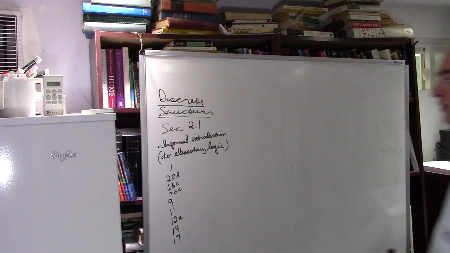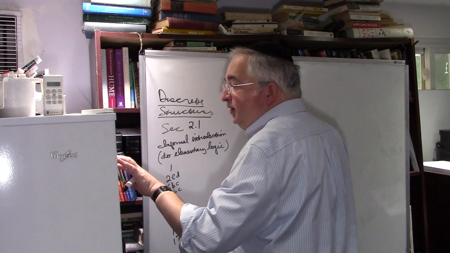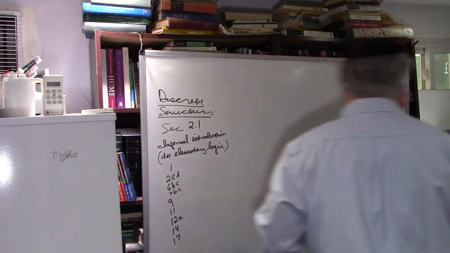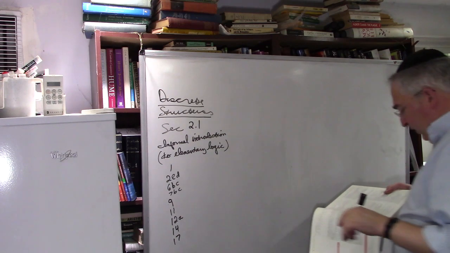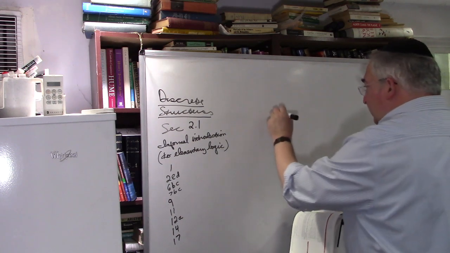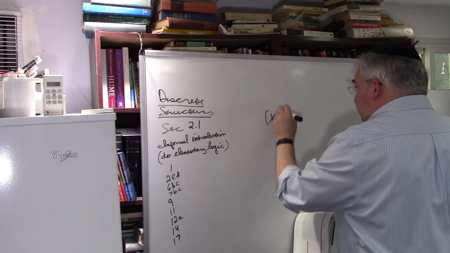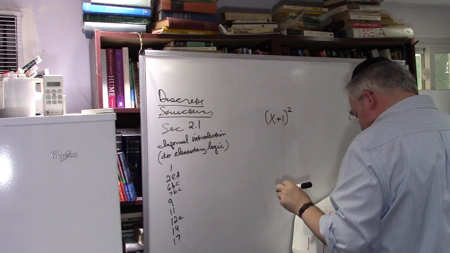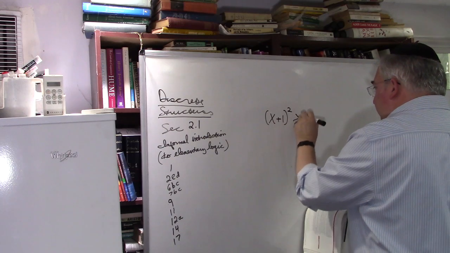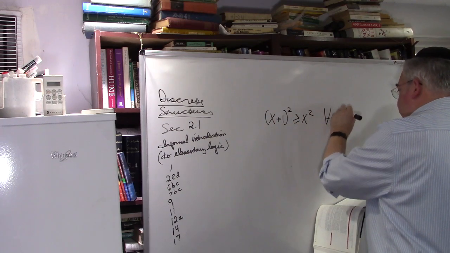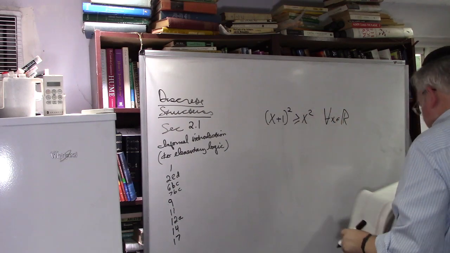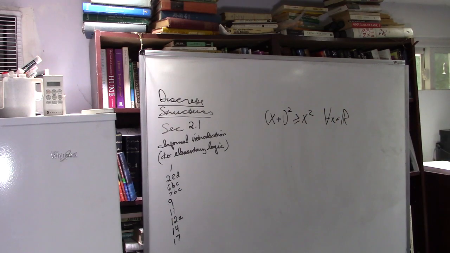Okay, let's do it. Show that x is equal to -1 is a counterexample to (x+1)^2 is greater than or equal to x^2 for all x member of the real numbers. Look at that. Okay, so we want to try x is equal to -1.